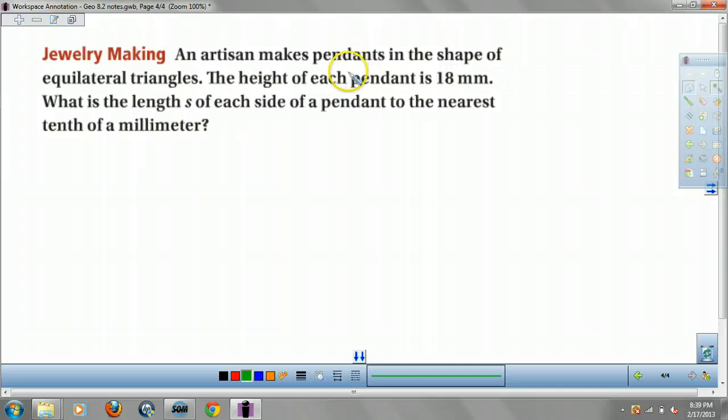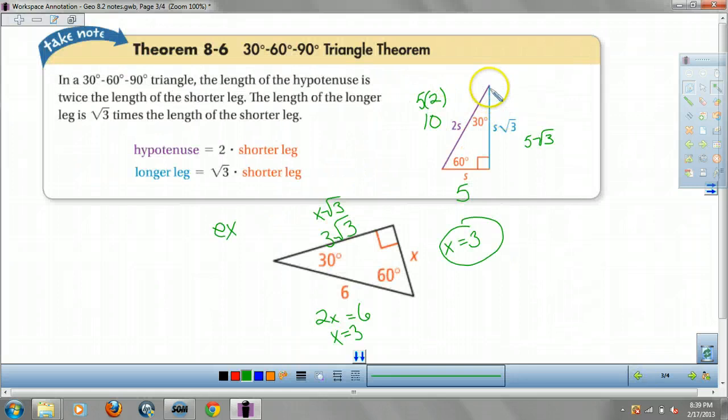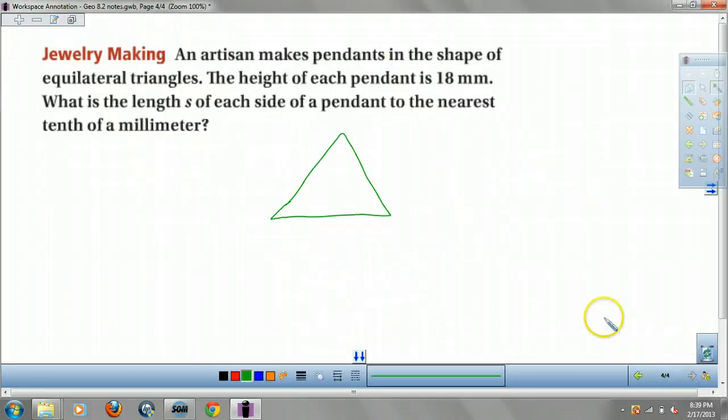An artisan makes pendants in the shape of equilateral triangles. By the way, if you didn't realize, if I were to extend this out, I'd have an equilateral triangle. This is used a lot to find the height of equilateral triangles, like so. The height of each pendant is 18 millimeters. Find the length of each side to the nearest tenth. Okay, so we're going to have to do some rounding.